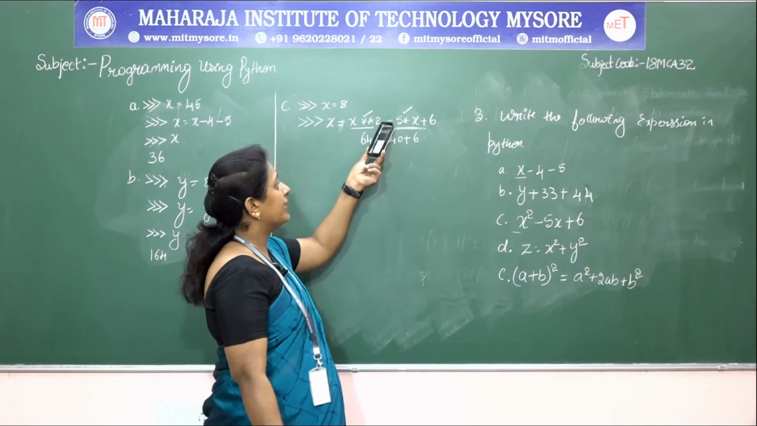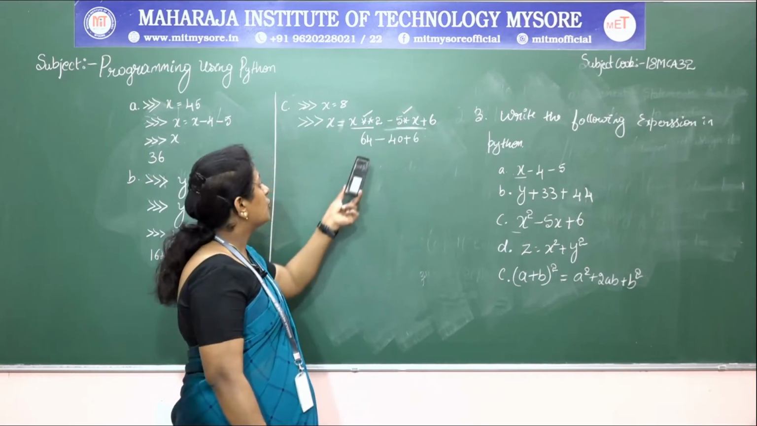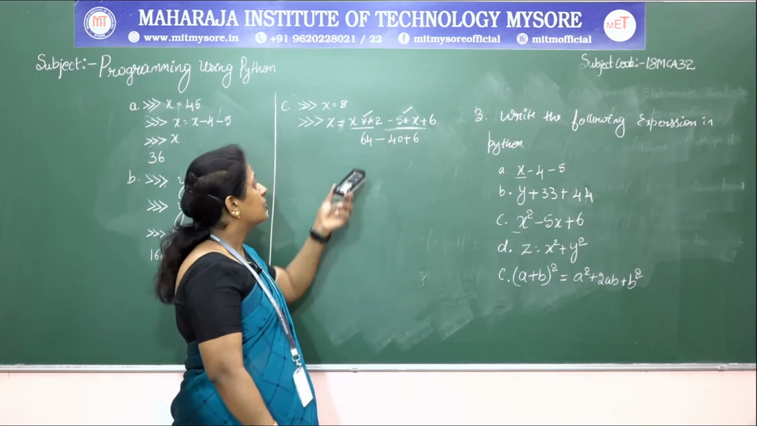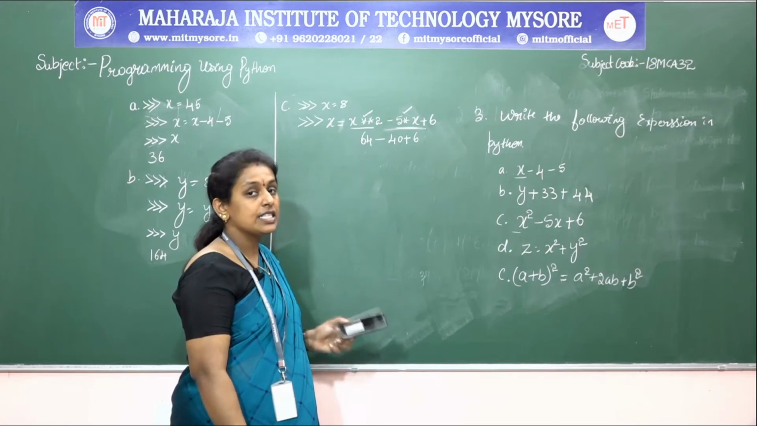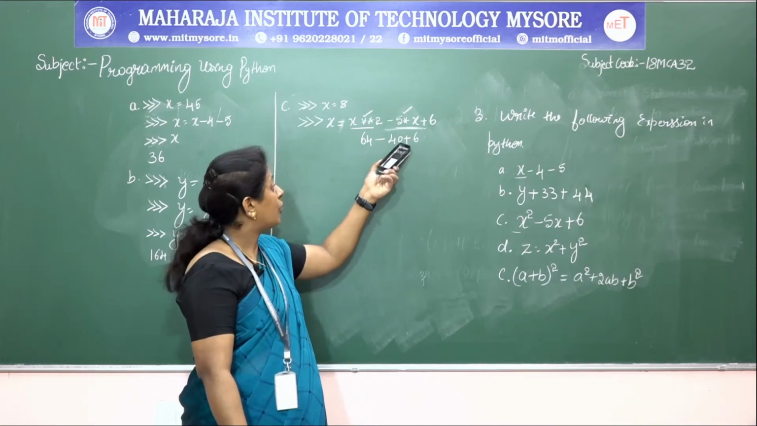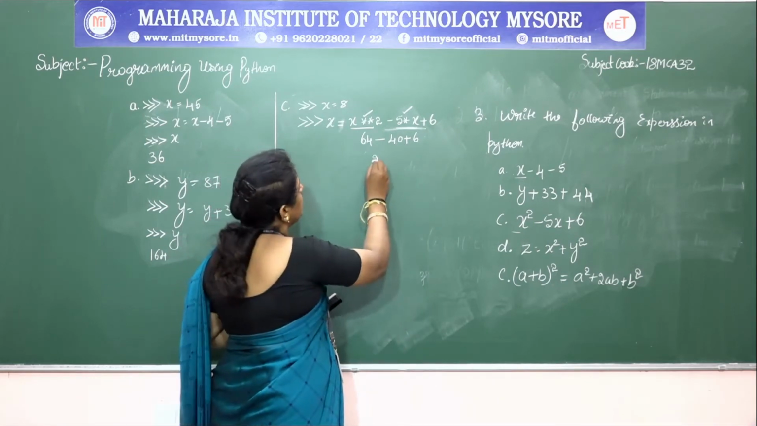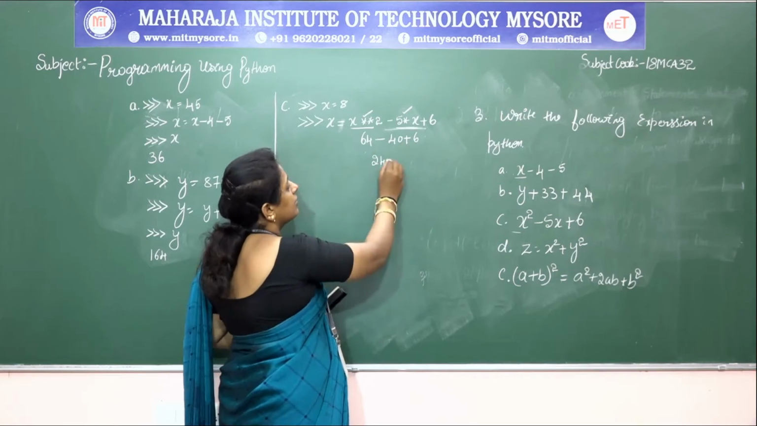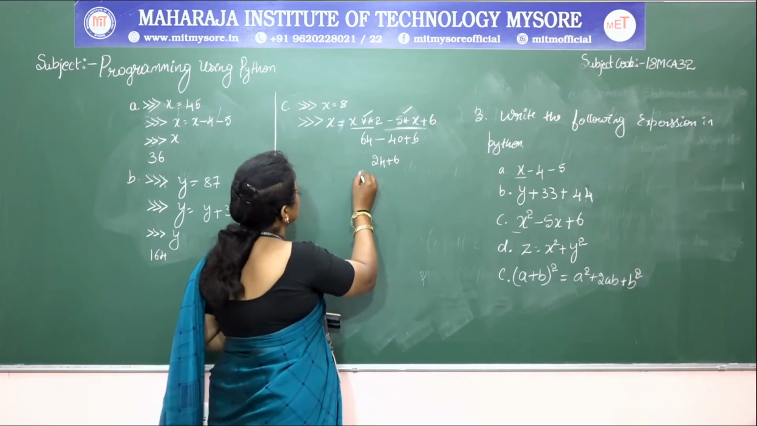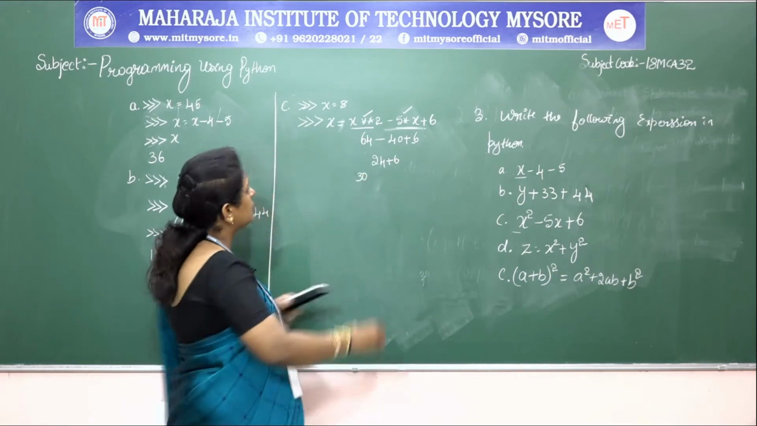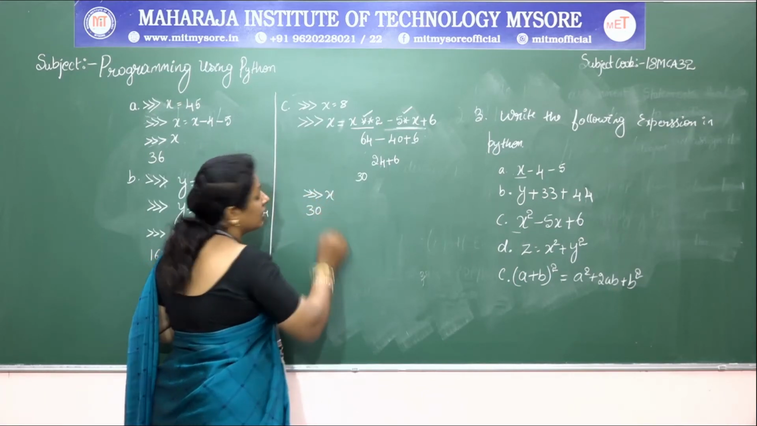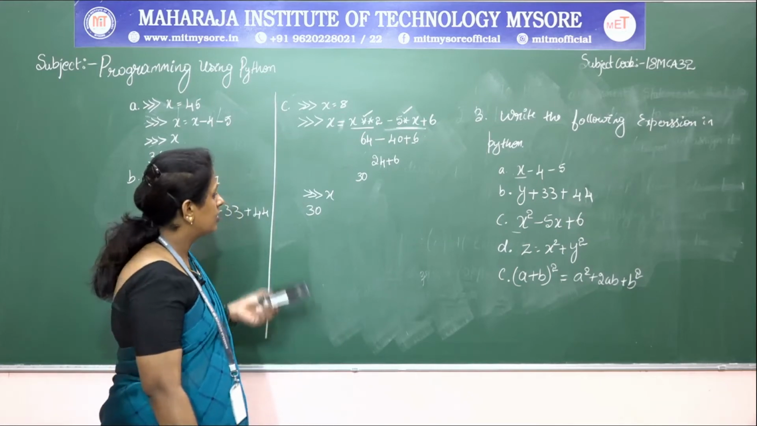We are left with minus and plus operations. Both have the same precedence, so when both have the same precedence, we will evaluate from left to right. So 64 minus 40, we will get output as 24, and after that we are going to add the remaining value. So we will get output as 30. This will be assigned to the variable x. So when we execute x, we will get output as 30. Clear? Okay.